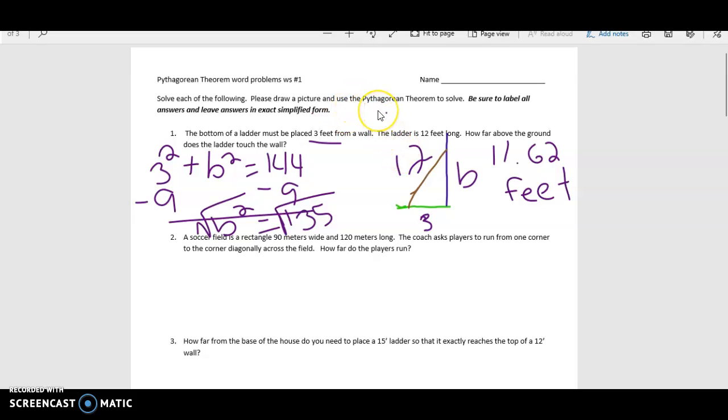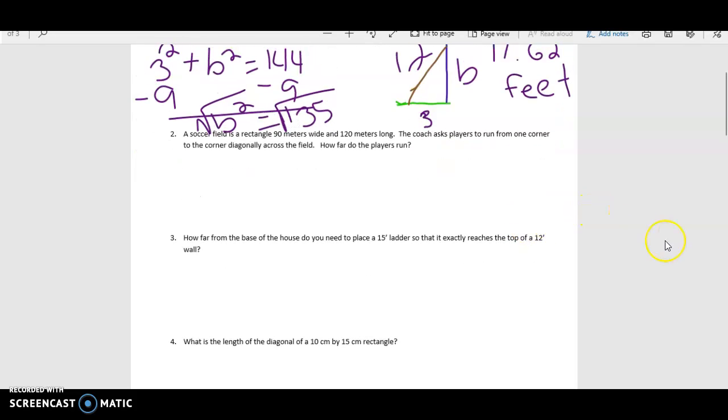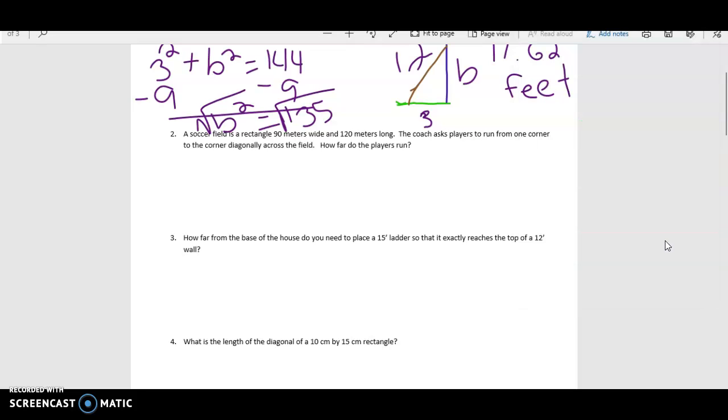Number 2 is very similar. Oh, no, this is a rectangle one. So let's talk about number 2. And then from there, I think that should cover all of the types of problems that we are looking to accomplish today anyways. A soccer field is a rectangle 90 meters by 120 meters. Again, we've got time on our hands, so let's make this picture pretty. It's a rectangle, and it's green because it's a soccer field.